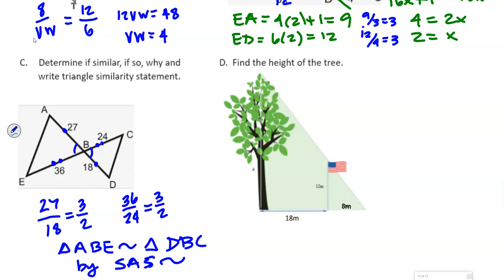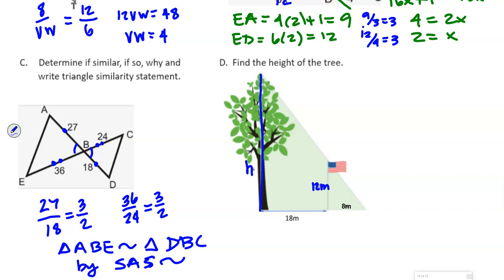All right, so this next one, it says find the height. So it's asking us to find the height of the tree. That's this right here. And it says that the flag is 12 meters, okay? So what we're going to do is, to find this, we got to look at little triangle and big triangle, okay? That's what we're going to compare.